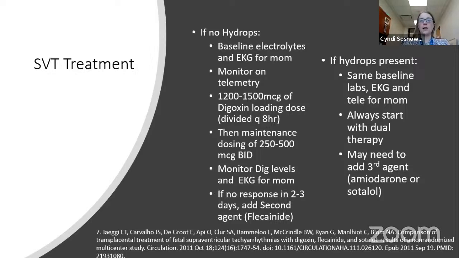The only difference when there's hydrops versus no hydrops is that hydrops is very difficult to treat because everything we are treating mom with goes through the placenta. When you have significant hydrops, it's going to make absorption of the medication by the baby much more difficult. So you always want to start with dual therapy. That's going to be your loading digoxin dose along with the maintenance, and then you add flecainide. Unfortunately, I don't have the doses off the top of my head. But in some cases you do need to add a third agent, and this can be either amiodarone or sotalol. I really haven't seen that used very much, but it's there if you need it.